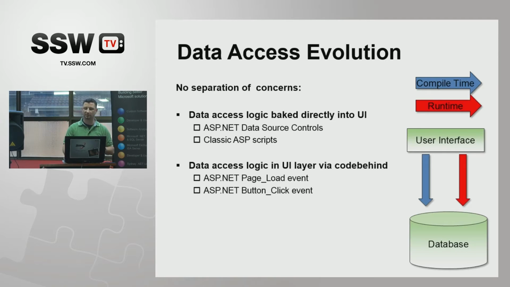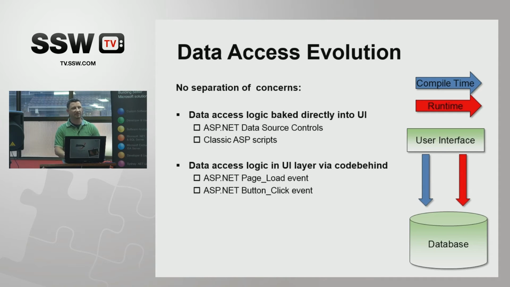We'd have a user interface, and it would talk directly to the database. And I have these two arrows here. The blue arrow represents what things look like at compile time. The red arrow represents how the code executes at runtime. And we'll see those are important as we move forward.